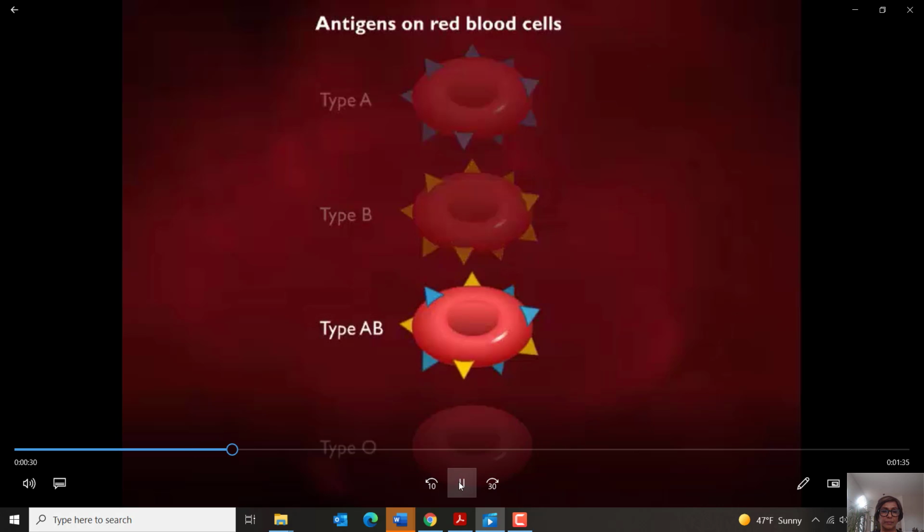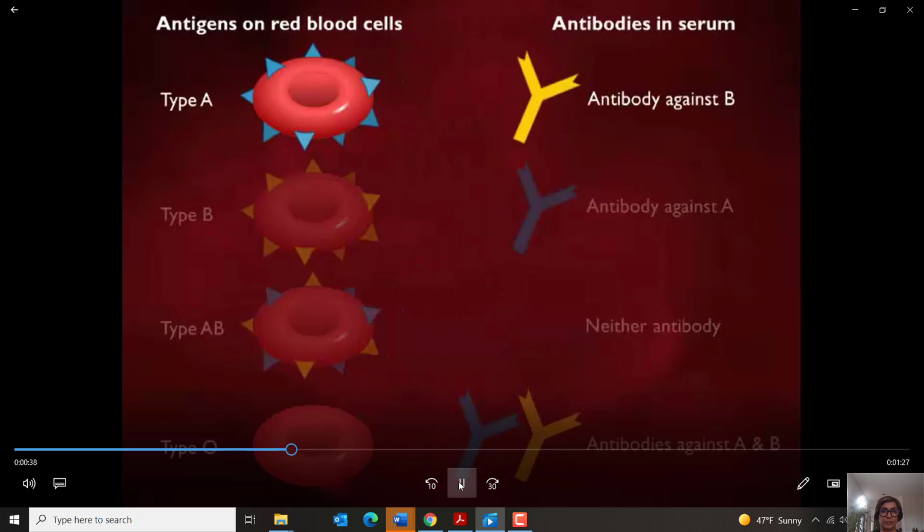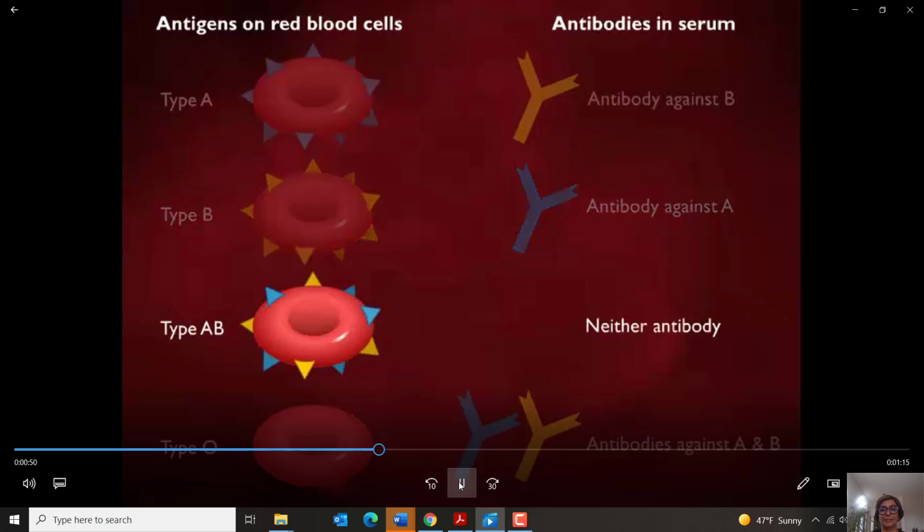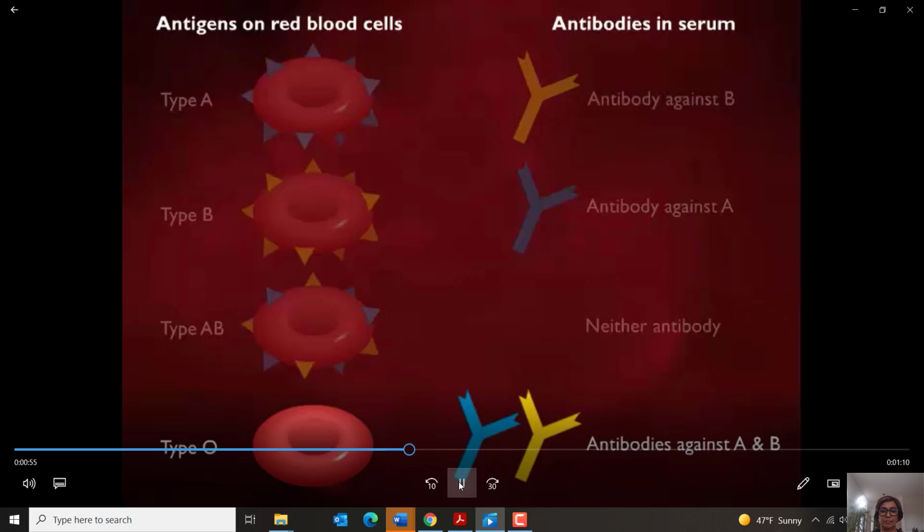Persons who are type AB have both A and B antigens, and those who are type O have neither A nor B antigens. The serum of people with type A blood contains antibodies against type B antigens, and the serum of people with type B blood contains antibodies against type A antigens. Type AB serum contains neither antibody, and O serum contains antibodies against both A and B antigens.